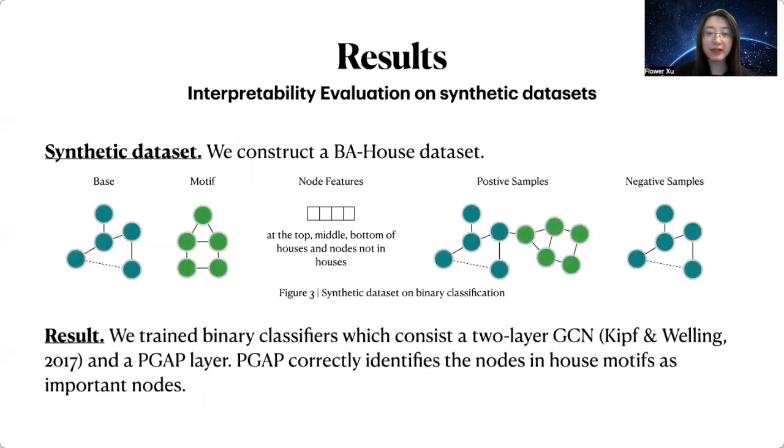In the second part of evaluation, we construct a BA-Horse database for this purpose. It consists of a base Barabasi-Albert graph on 60 nodes and 105-node horse structure network motifs. We train binary classifiers which consist of a 2-layer GCN and a PGAP layer. As a result, PGAP correctly identifies the nodes in horse motifs as important nodes.